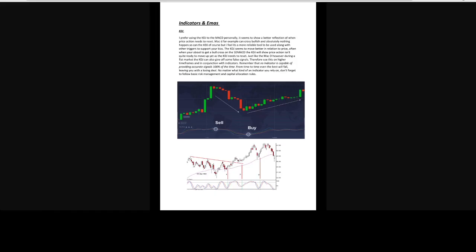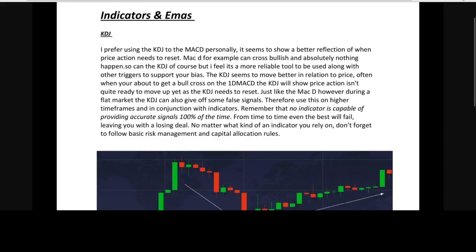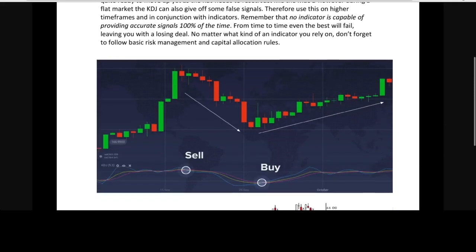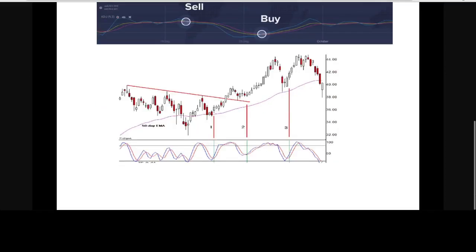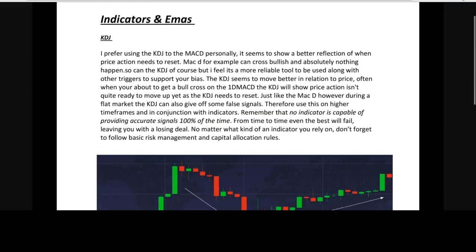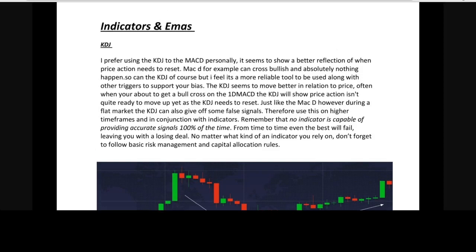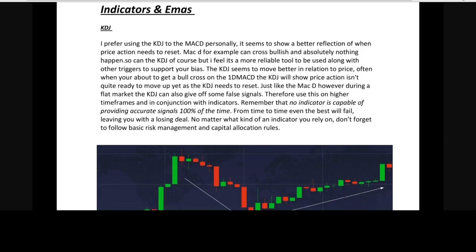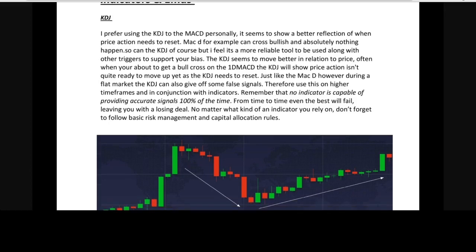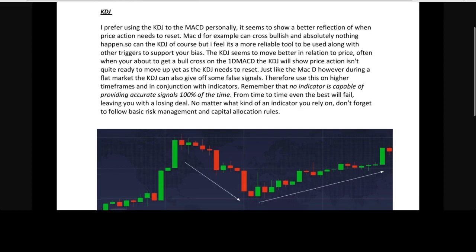Now you've got indicators and EMAs, which you've heard me mention before. And I do want to clarify what these mean because I think it's important to understand it all. So I prefer using the KDJ to the MACD personally. It seems to show a better reflection of when price action needs to retest. MACD, for example, can cross bullish and absolutely nothing happens. The KDJ, of course, I feel is a more reliable tool to be used along with other triggers to support your bias.